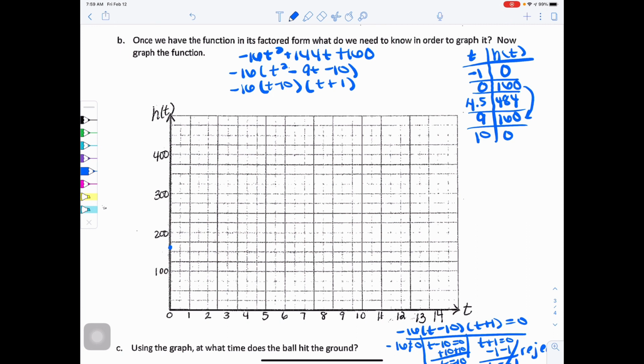Then we have 4.5, 484. So 4.5 and then 484. Sorry, 450, 475. So we're kind of up here looking at 484. Then we have 9, 160. So you again want to be just a little bit above 150. And then we have 10, 0. So we're looking at a shape like this. No arrows on either end. We're going to label this as h of t. We don't want any arrows because we're not going to go back into negatives in either direction.